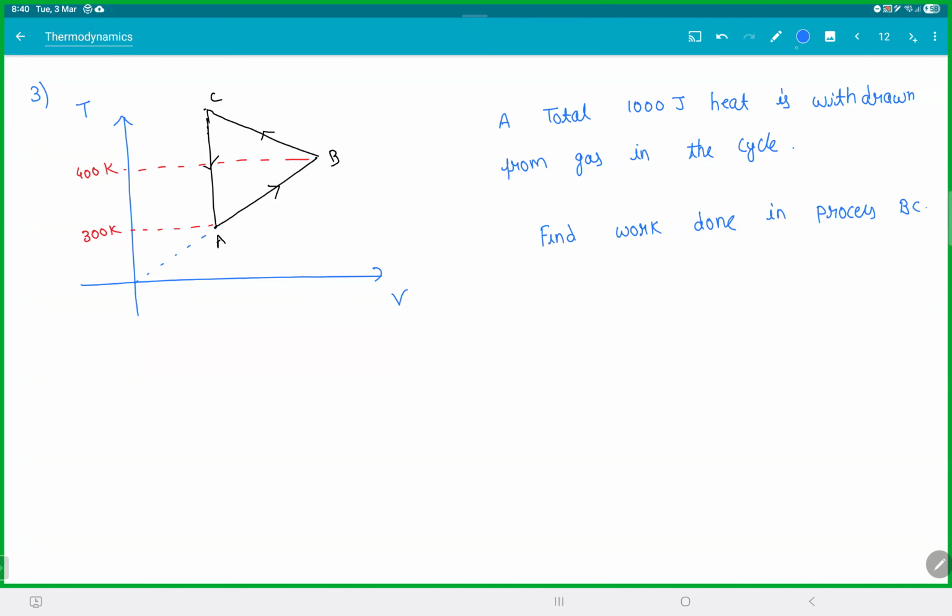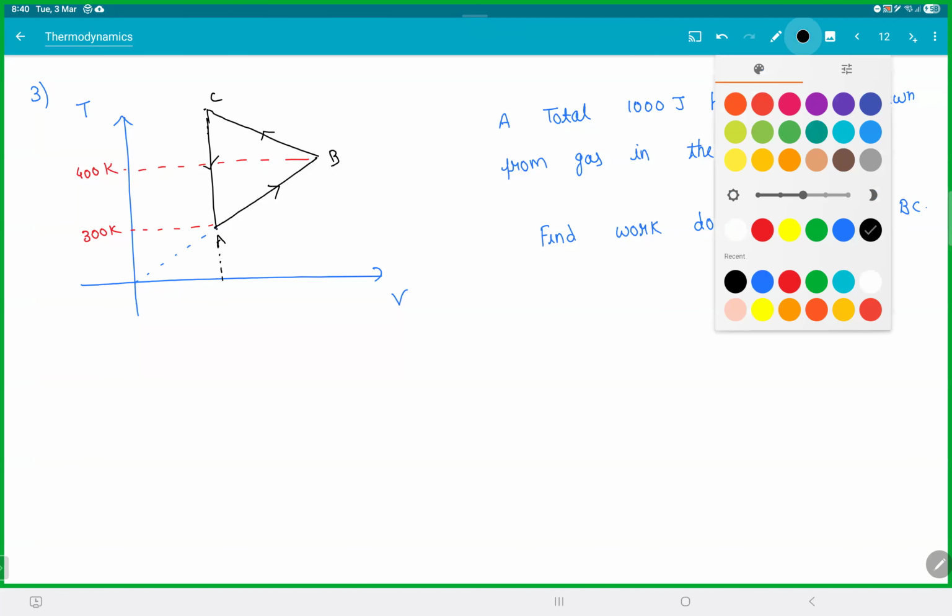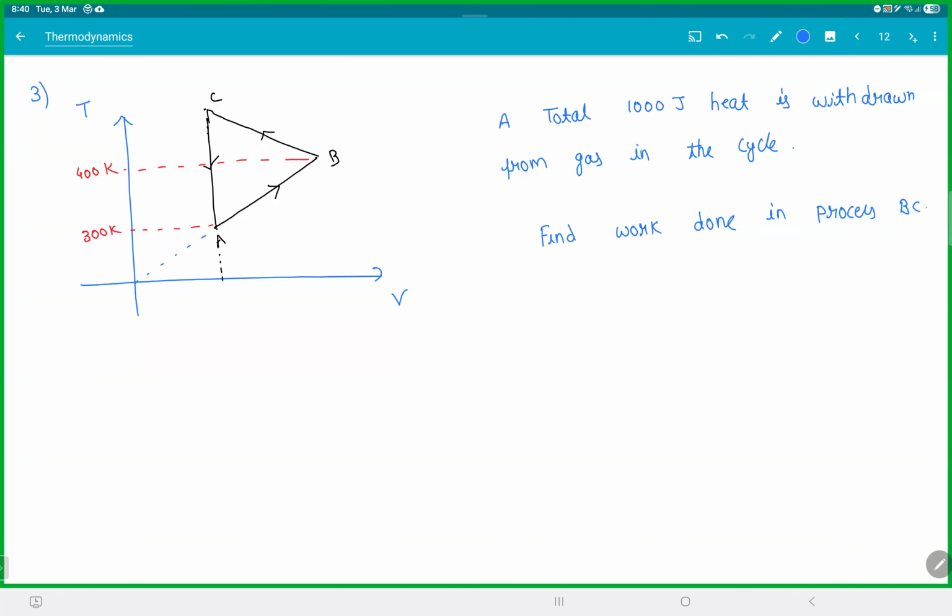There's no other information here. It's a TV graph. Let's see how you handle this. Again, I'm just playing with the thermodynamics first law. We are still not doing any work done process and all that stuff. Anyone not clear with the question, please ask me.